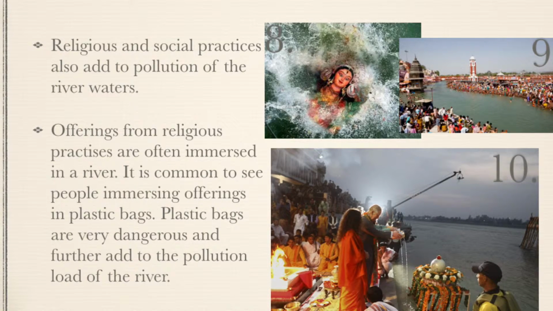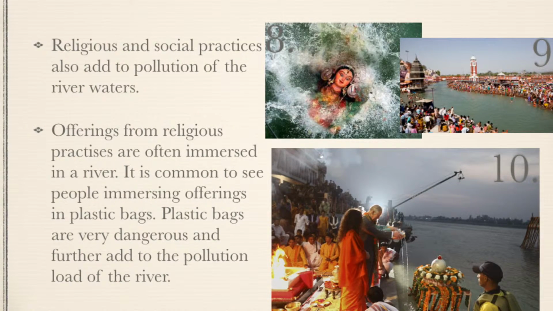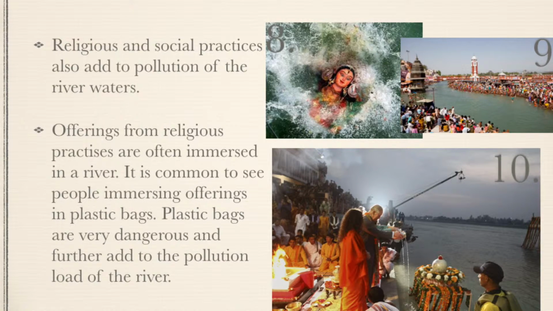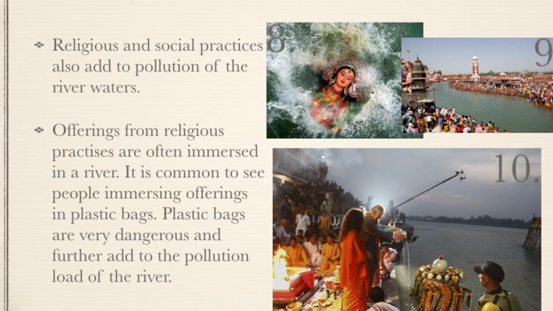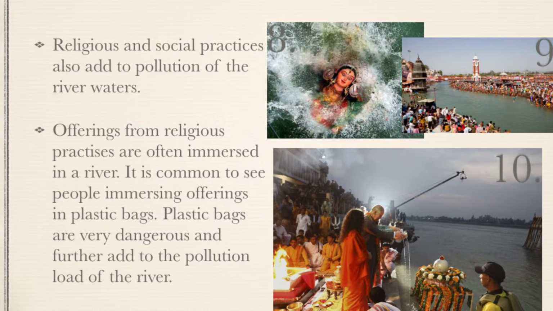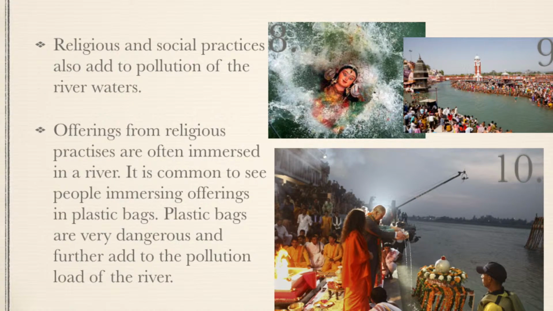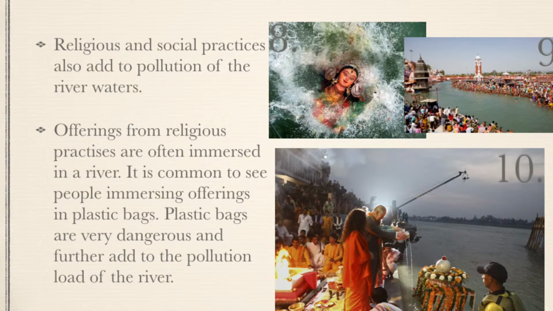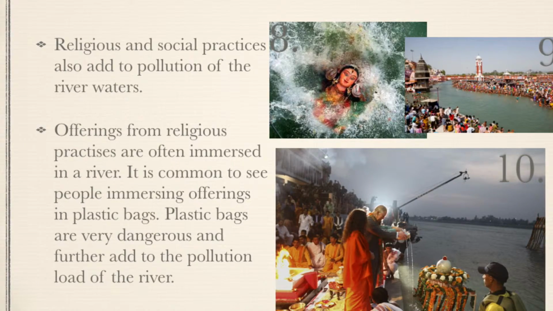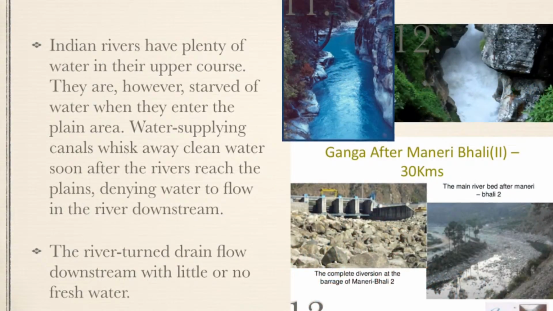Picture number 8 is an immersing of an idol after a Hindu festival. Picture 9 shows millions of people gathering around the banks of the river for a religious festival. Picture number 10. Even Prince Charles has been encouraged to worship at the bank of the river Ganga in Varanasi.